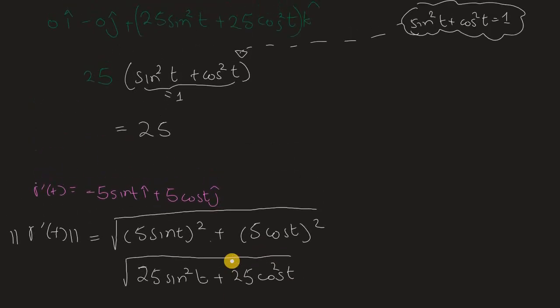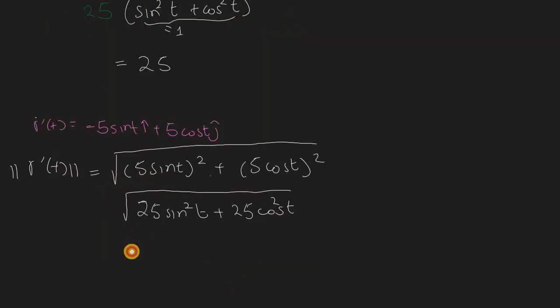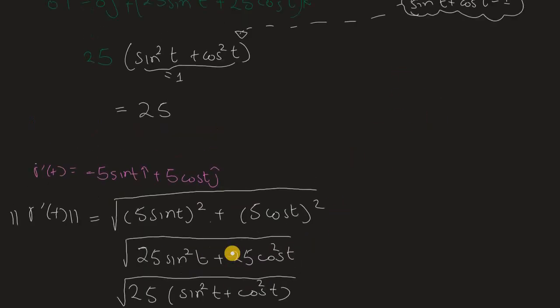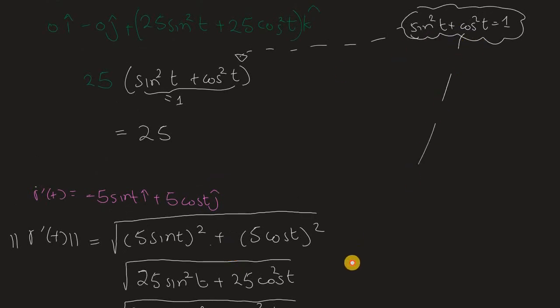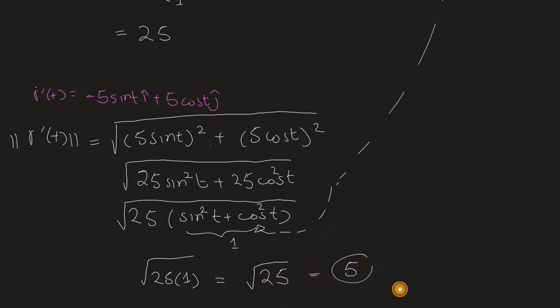Now we can use the same trig identity here, sine squared of t plus cosine squared of t equals 1, but for that again we'll have to factor out the 25. Factoring out the 25 leaves us with sine squared of t plus cosine squared of t under the square root. Replacing this with the trig identity gives 1, so we're left with the square root of 25 times 1, which is simply the square root of 25. And what's the square root of 25? You know it, it's 5.